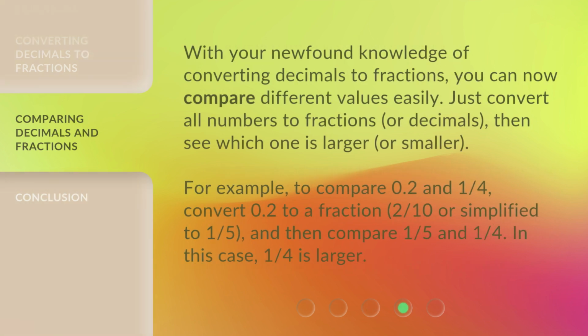With your newfound knowledge of converting decimals to fractions, you can now compare different values easily. Just convert all numbers to fractions, or decimals, then see which one is larger or smaller. For example, to compare 0.2 and 1/4, convert 0.2 to a fraction, 2/10 or simplified to 1/5, and then compare 1/5 and 1/4. In this case, 1/4 is larger.